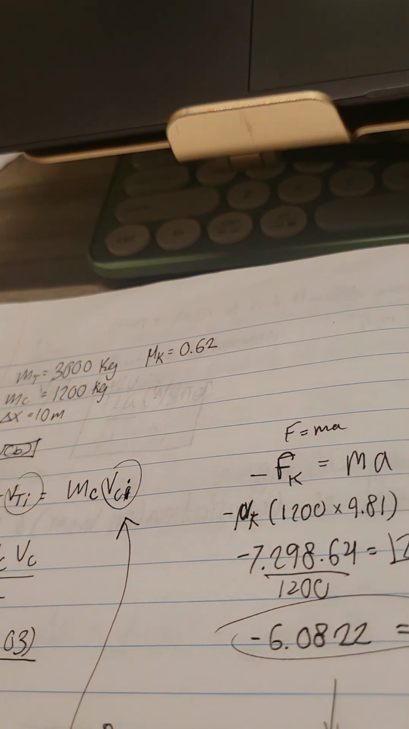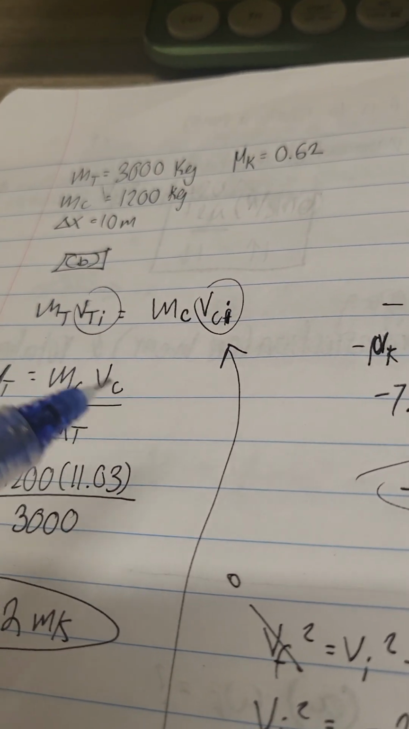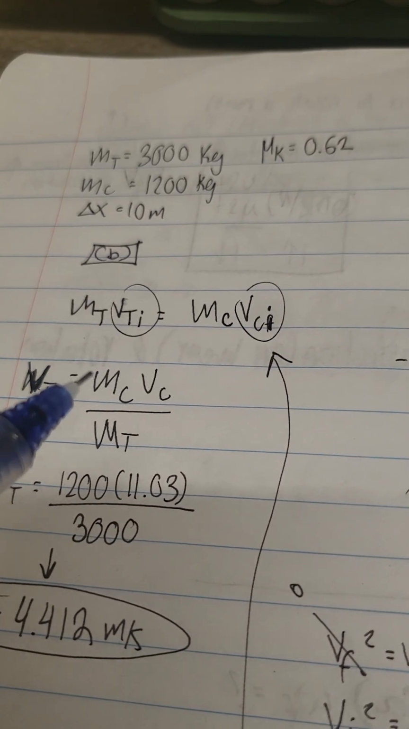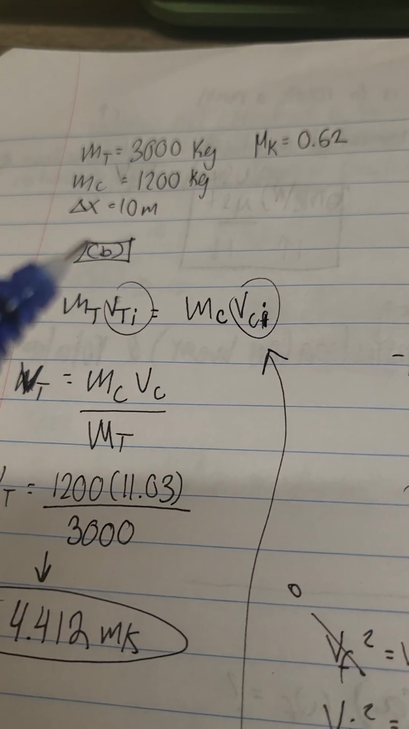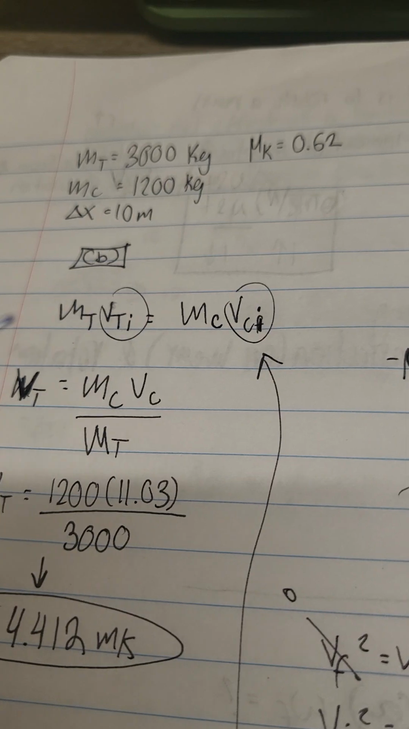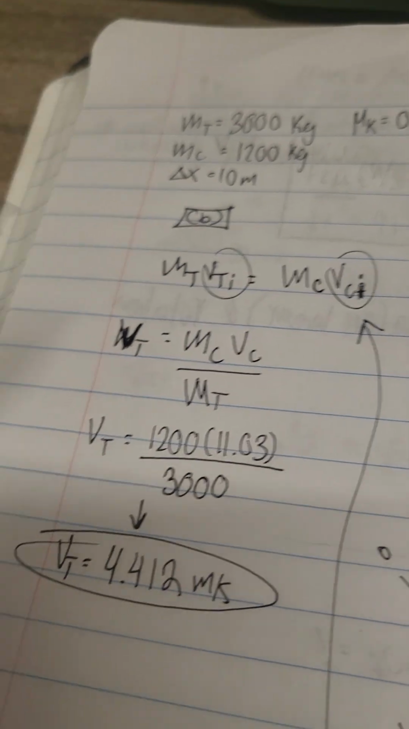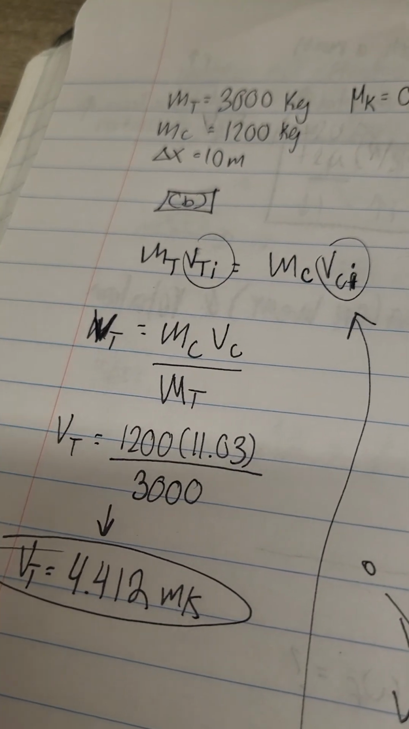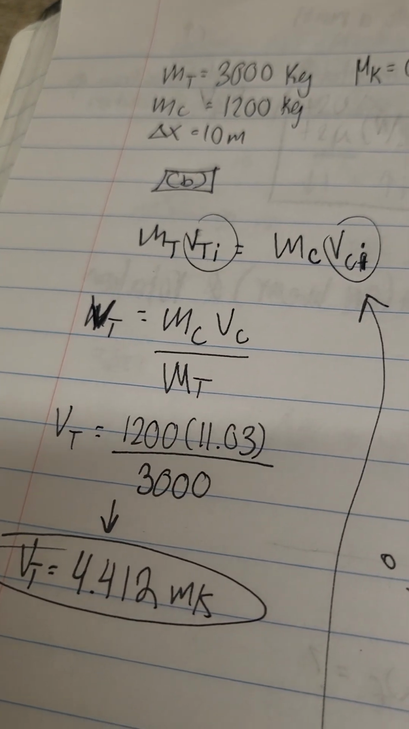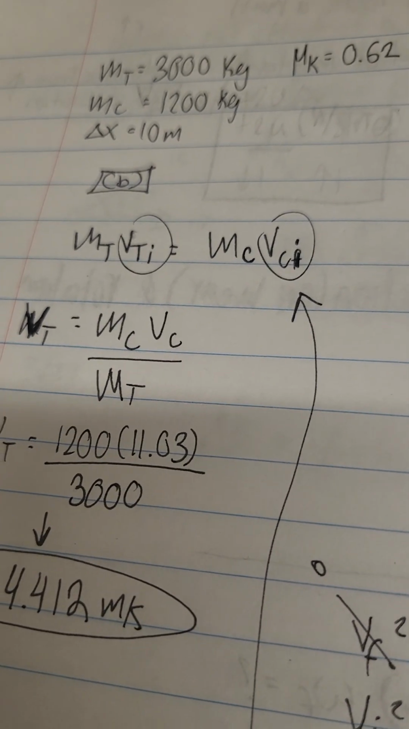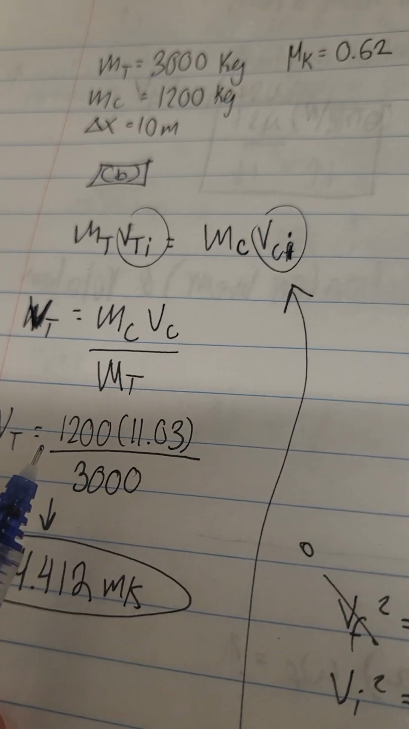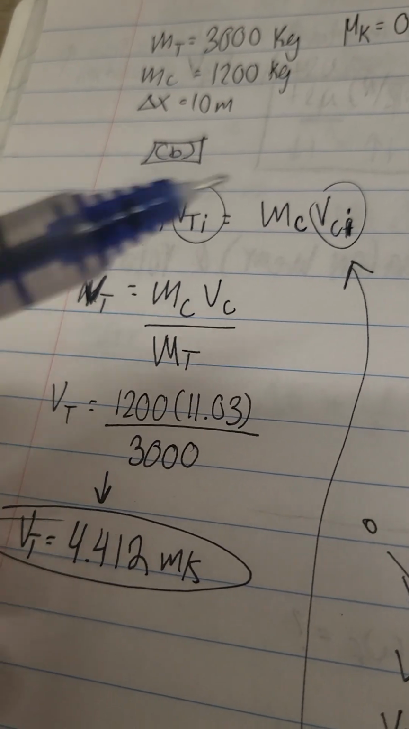So I later set that up to where m_t times v_ti equals the mass of the car times the velocity of the car initially in event 3, and then the left side would be event 1. So knowing that I have two unknown variables, I tried to find one at a time.